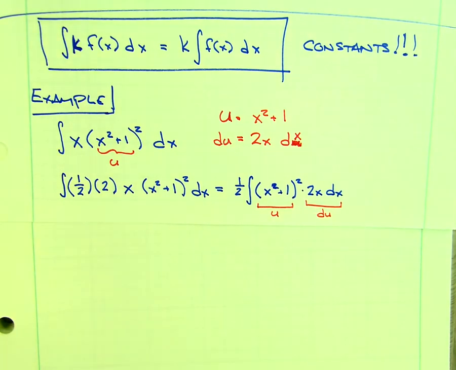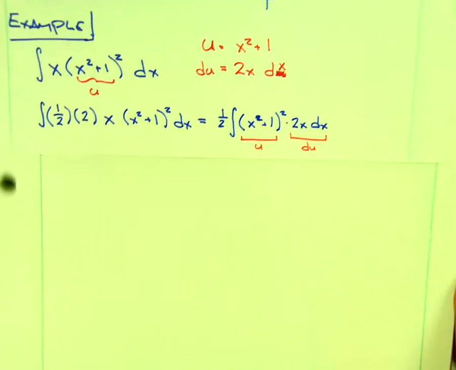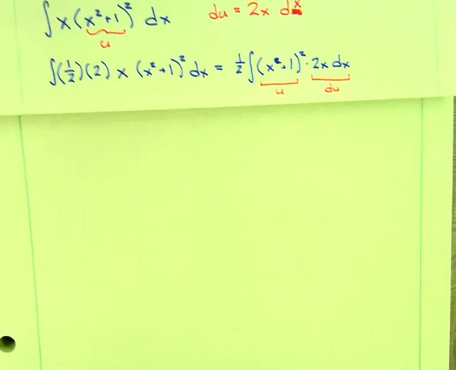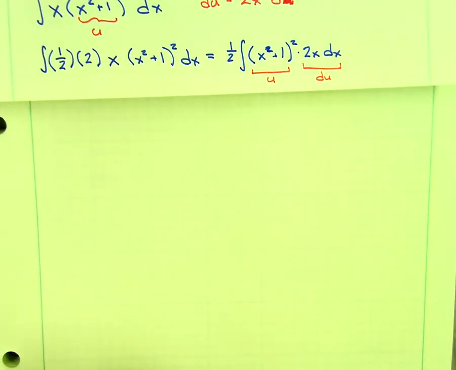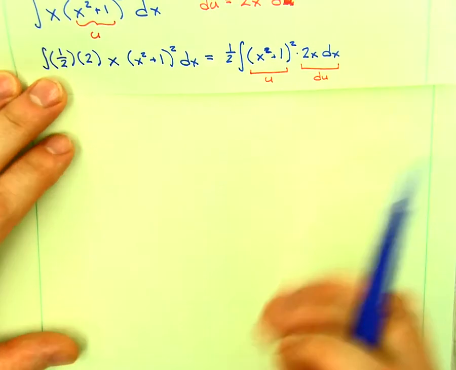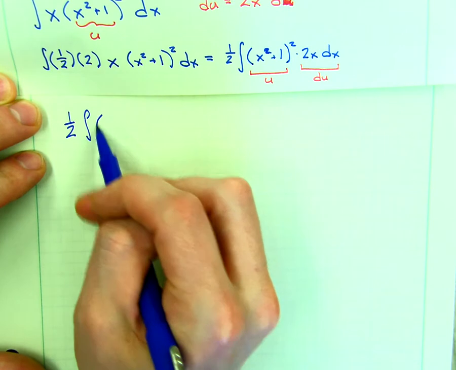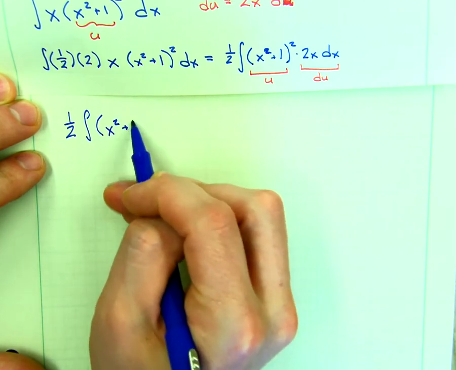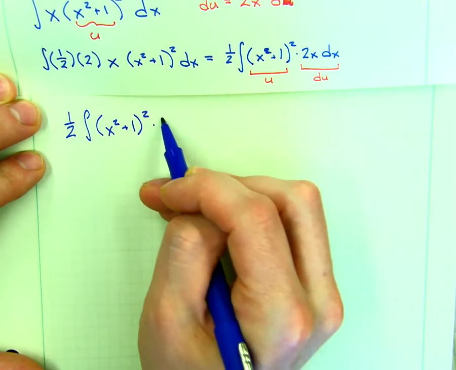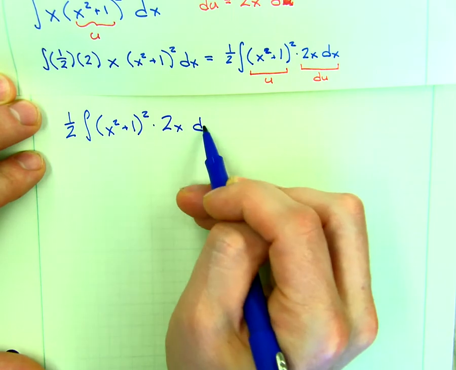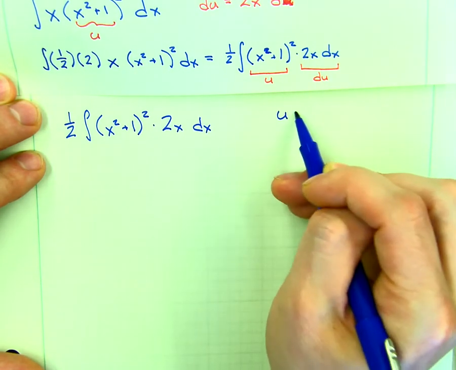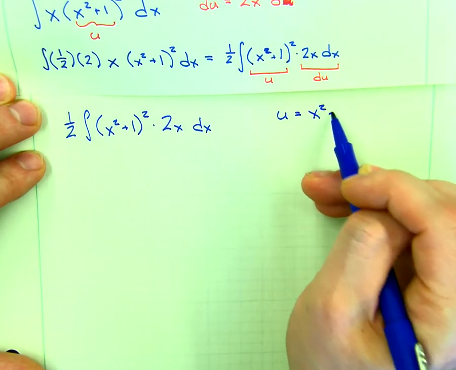Now I can do my u substitution and solve the problem, okay? So let me rearrange things here real quick. So doing my u substitution, let me rewrite it here before we get going. 1/2 (x squared plus 1) squared times 2x dx. And I'm also going to write over here, remember that our u is equal to x squared plus 1.